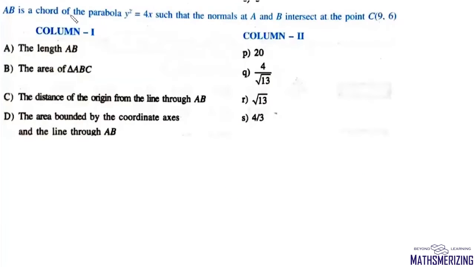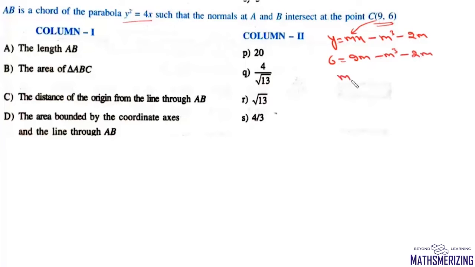Now here the question is, AB is a chord of the parabola y² = 4x such that the normals at A and B intersect at a point C(9, 6). So for this parabola, if we write the equation of the normal, it will be y = mx − 2am − am³. Now a in this case is 1, so it will be y = mx − m³ − 2m. Now it will pass through this point (9, 6). So here y is 6 and x is 9, so it will be 6 = 9m − m³ − 2m.